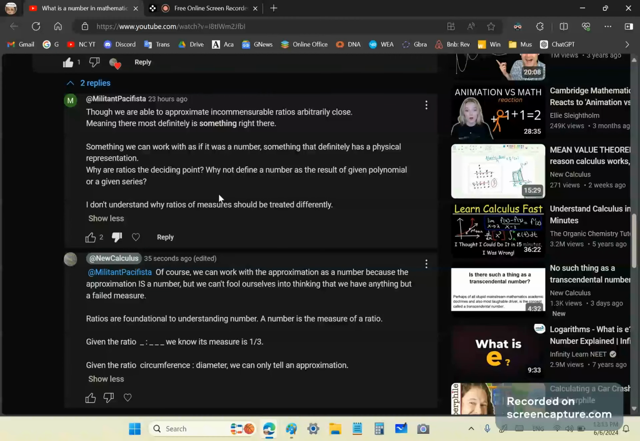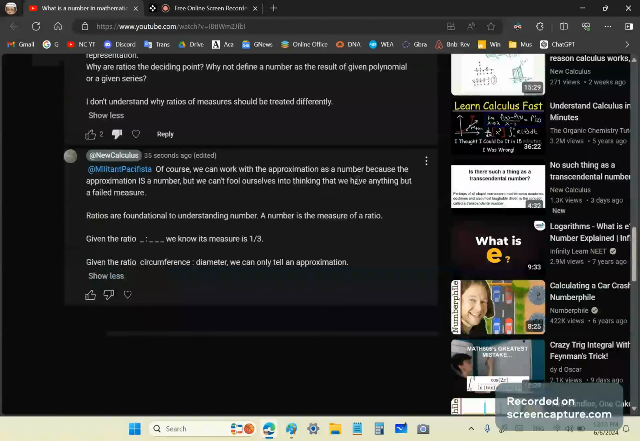I tried to explain this to him, and I said, well, we can work with the approximation as a number because the approximation is a number. So we don't say irrational number because that's an oxymoron. It's like saying irrational rational. Does that make sense? So ratios are foundational to understanding number. And if we have this ratio here, the Greek word for determining the number out of this comes from the word quotientness, meaning can it be formed into a quotient where we divide each part by the same measure or the same magnitude?